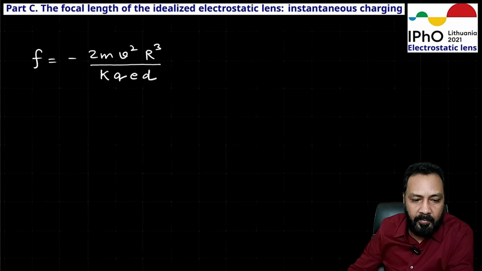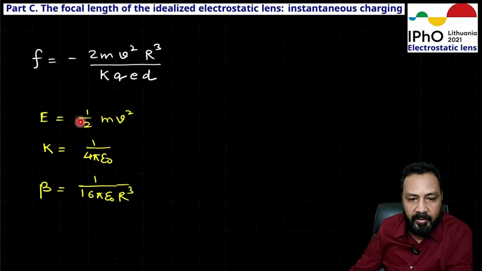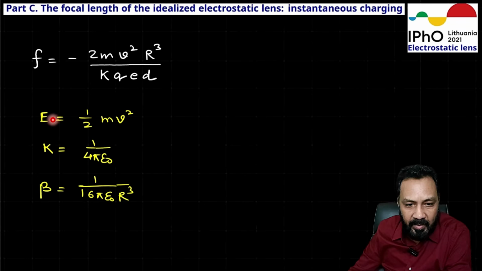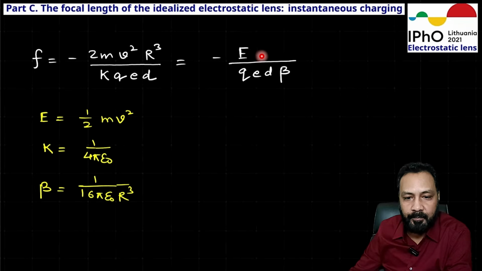And then a few more things, like kinetic energy of the electron is half mv square, k is equal to 1 over 4 pi epsilon naught, beta is equal to 1 over 16 pi epsilon naught r cube, that we had written in the previous. So if I put all those things, in terms of E and beta, the focal length, we will get this, minus E q e d beta. And see, incidentally, this is not depending on the r.